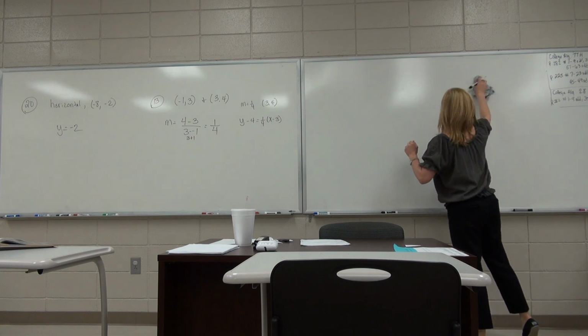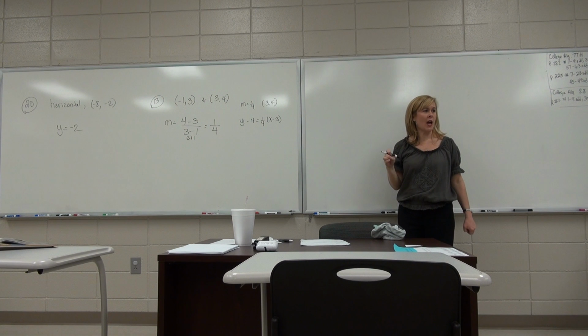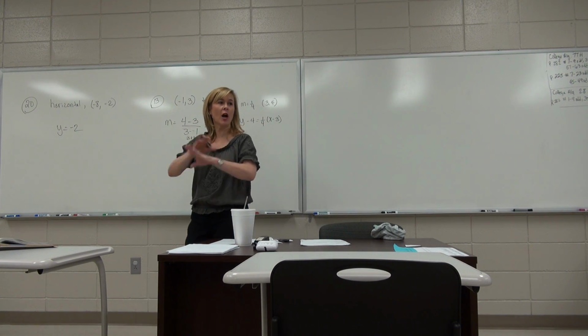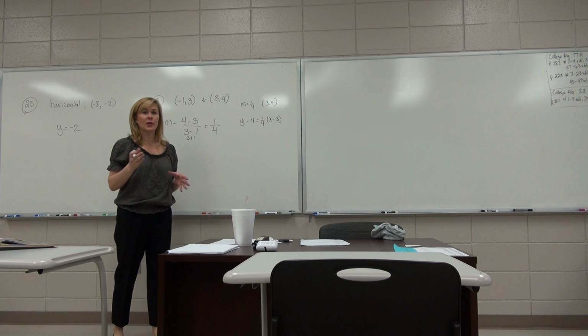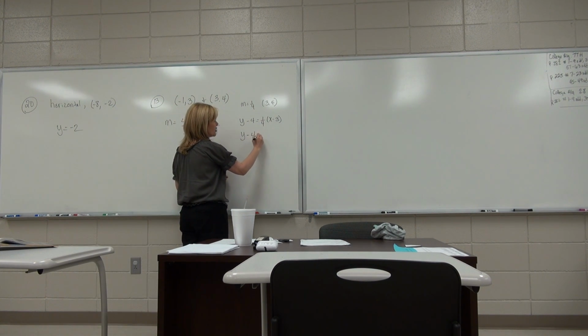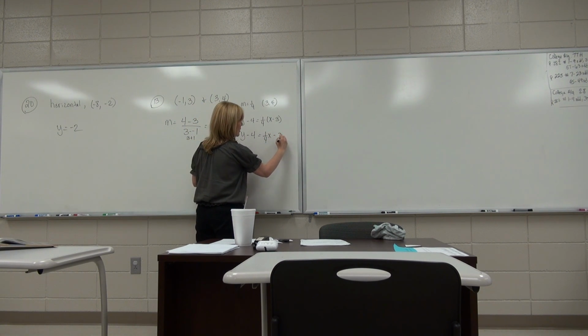Is everybody up to the point where I am right now? Once you get to this point, I want you to stop, because I'm going to show you two ways. You're going to write down the way you like the best, because you're going to always do yours the same way. But I'm going to give you a choice. First of all, you distribute the 1/4. So I have y minus 4 is equal to 1/4 x minus 3/4.